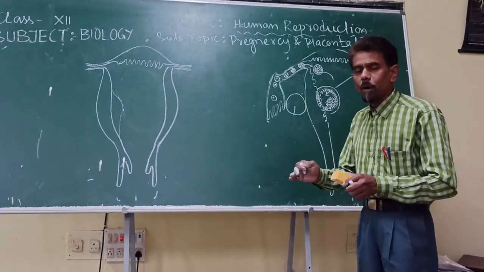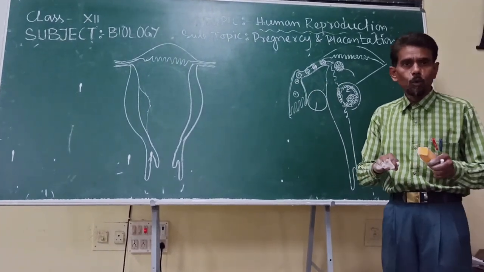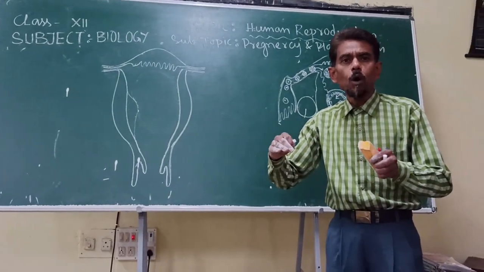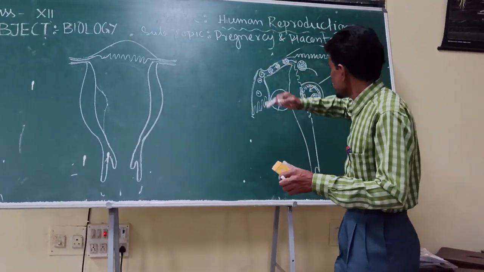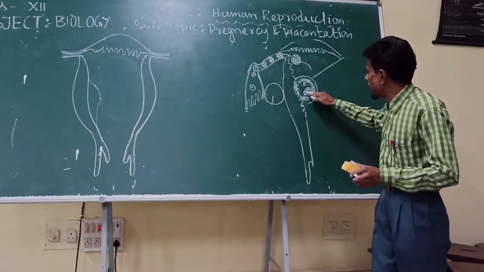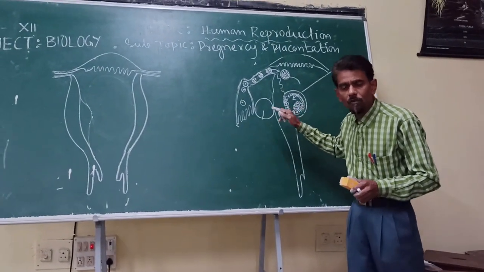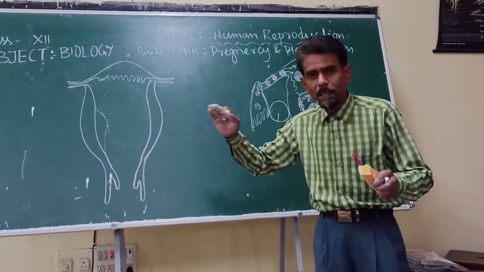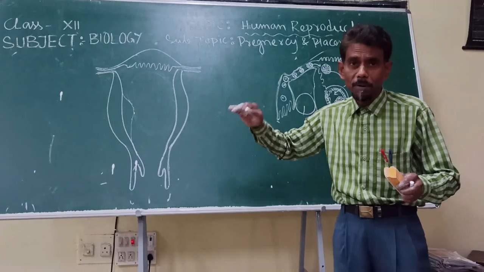Now, there will be phase-wise development of the pregnancy, the development of the embryo in order to give rise to a mature fetus. There will be sequential, stage-by-stage changes. What are the changes? When the blastocyst gets implanted, the inner cell mass develops into different tissues and different organs. Phase-wise, in different months, this organ development takes place.